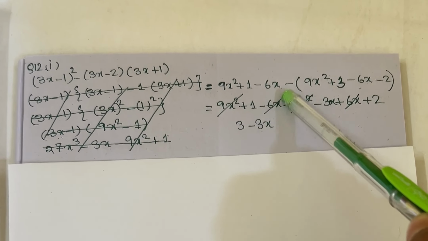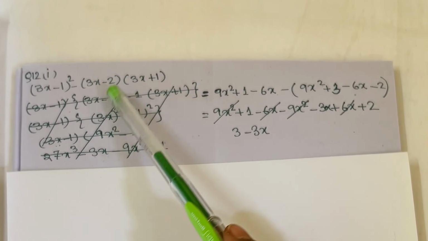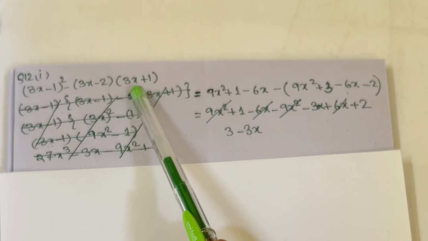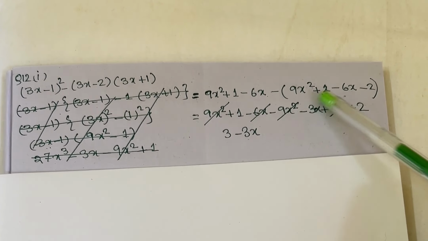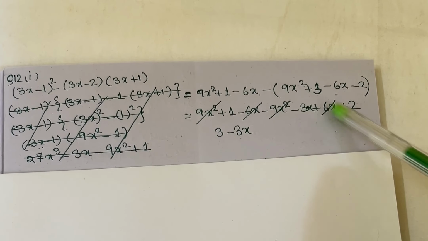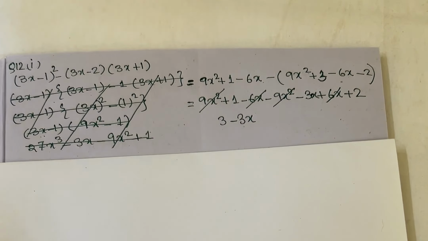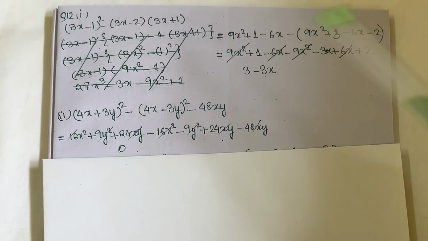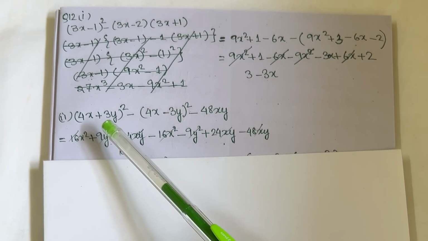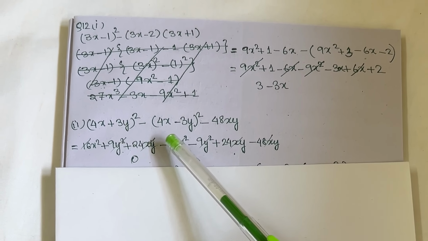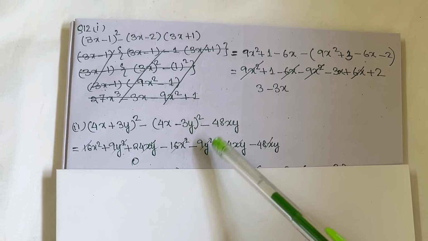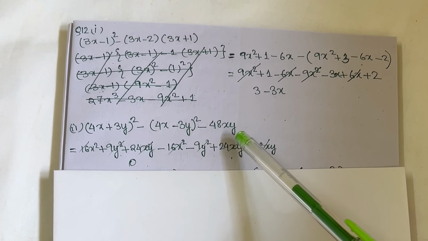Already done. Now again, as no formula is being applied, we can multiply. We have multiplied, and on simplifying we get 3x^3 minus 3x. For 12 part 2 it's the same thing. The sum is (4x plus 3y) whole square minus (4x minus 3y) whole square minus 48xy.